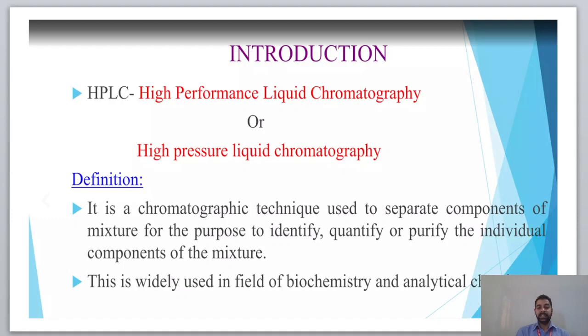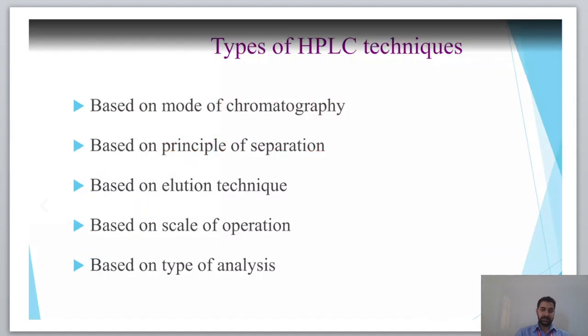Now coming to the definition, what actually is the HPLC technique? HPLC is nothing but a chromatographic technique used to separate components of a mixture for the purpose to identify, quantify or purify the individual component of the mixture. This is widely used in the field of biochemistry and analytical chemistry. Means in order to quantify, identify and purify any individual constituents from a mixture of components, we are going to use such techniques.